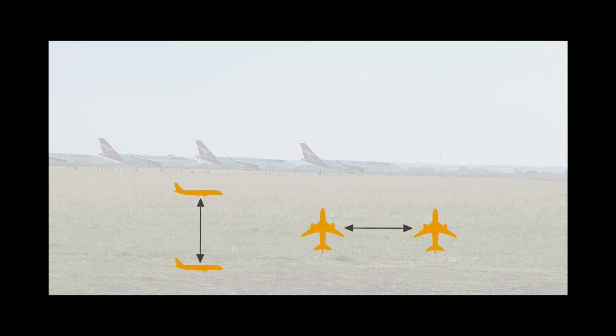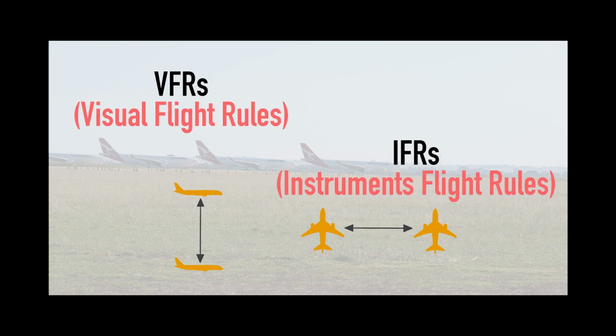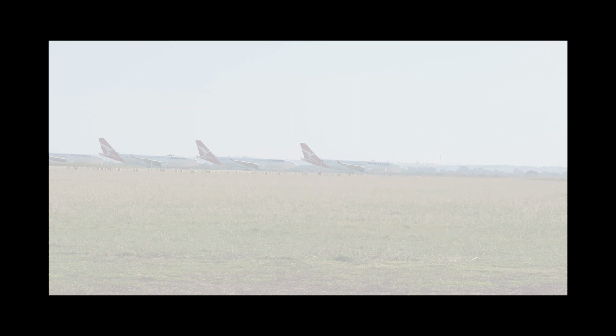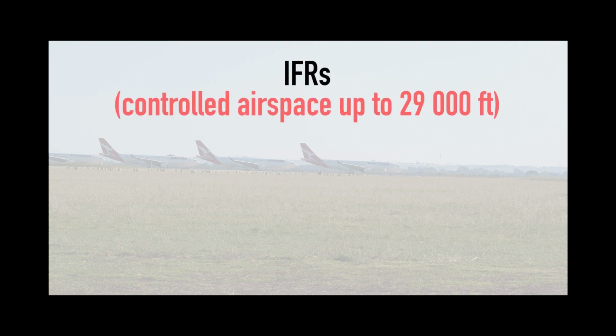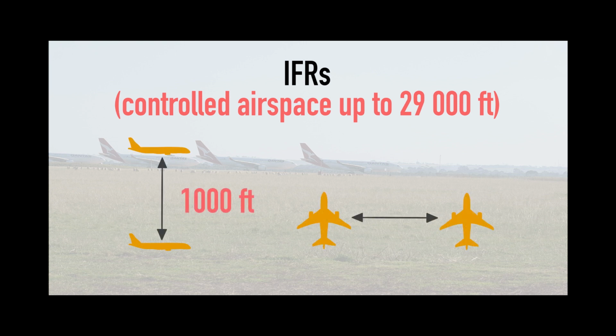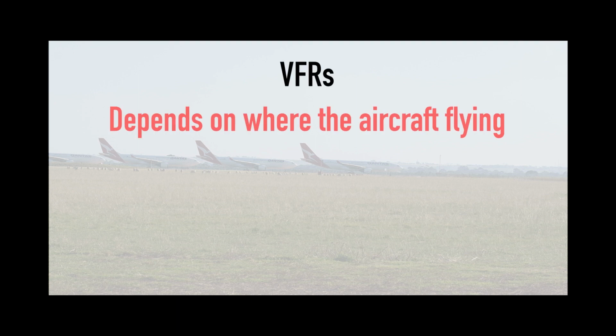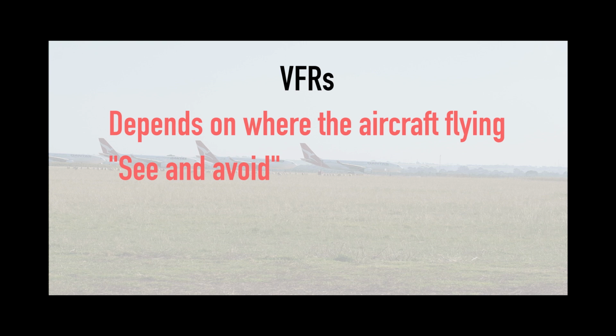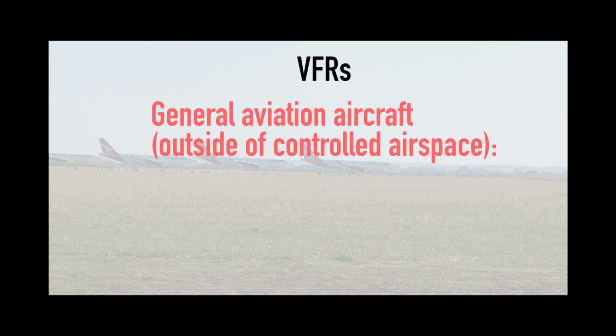A fundamental distinction in the way separation is achieved is between flight under visual flight rules and instrument flight rules. For example, in Australia, for aircraft flying with instrument flight rules in controlled airspace up to 29,000 feet, the vertical separation needs to be 1,000 feet, and the horizontal separation needs to be 5 nautical miles. For aircraft flying under visual flight rules, it depends on where aircraft are flying, and usually adopt see and avoid rules. For general aviation aircraft outside of controlled airspace, the separation standard is 500 feet vertically and horizontally.